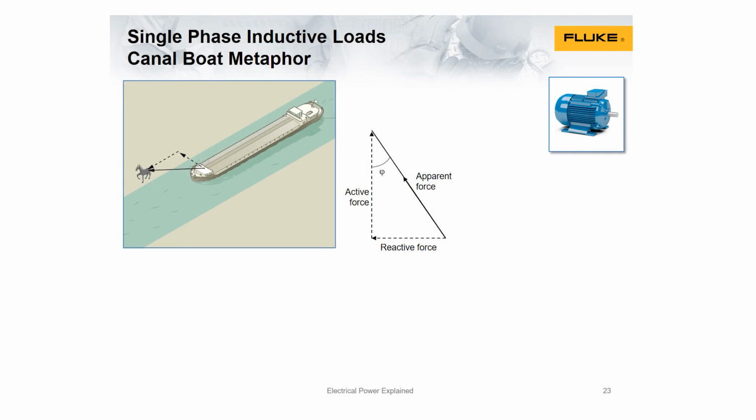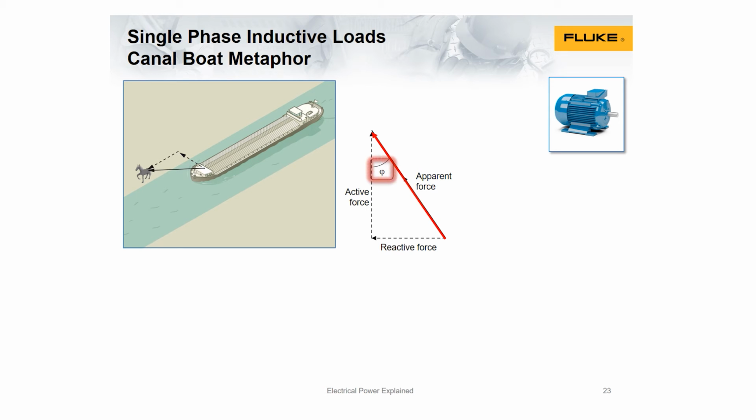Inductive loads, apparent power, and the canal boat metaphor. This separation of the apparent power VA into active power watt and reactive power VAR is fundamental to power quality. You can compare it to pulling a canal boat. Canal boats used to be pulled by horses walking along a towpath. The apparent power is the power developed by the horse pulling the rope.